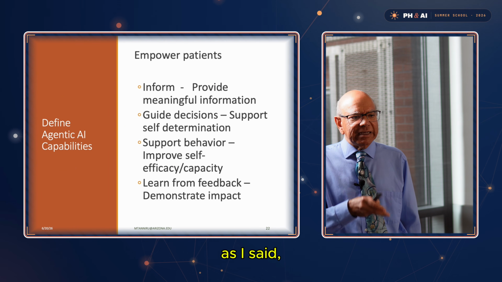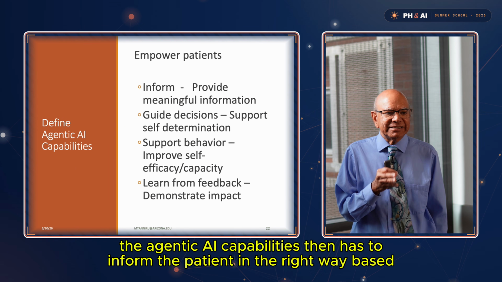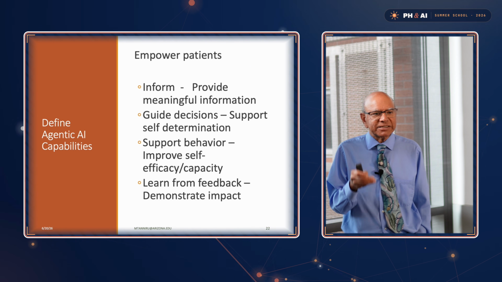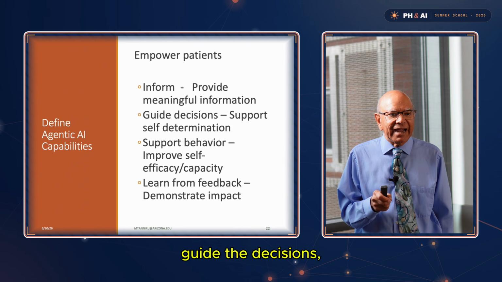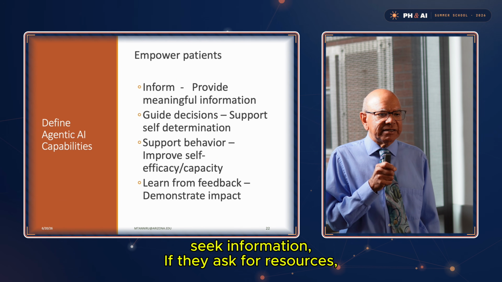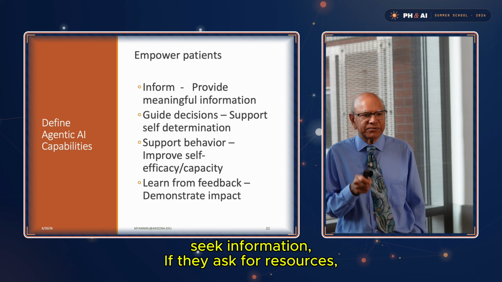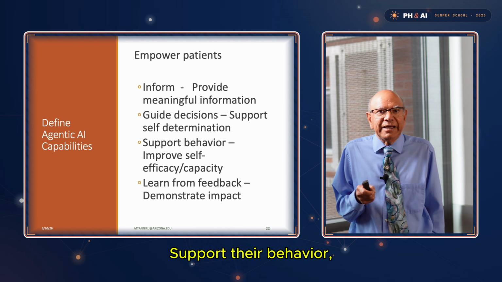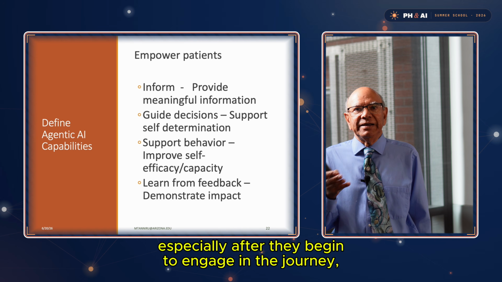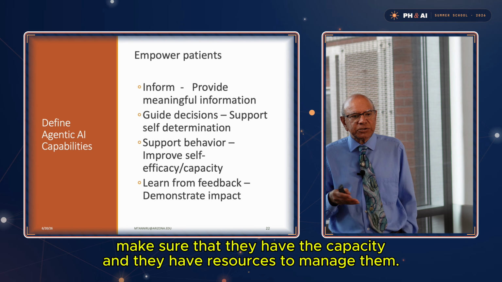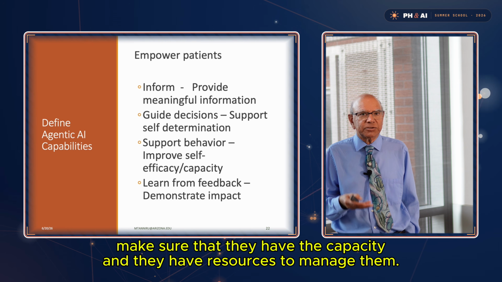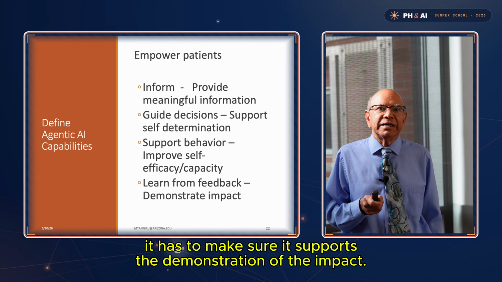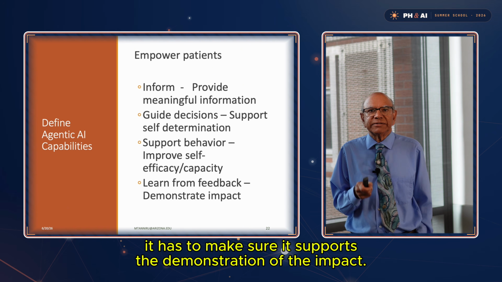Now, as I said, the agentic AI capabilities have to inform the patient in the right way based on the patient context, guide the decisions, seek information, and if they ask for resources, provide the resources so they can make the decision. It must support their behavior, especially after they begin to engage in the journey, make sure they have the capacity and the resources to manage it. Lastly, it has to support the demonstration of the impact.